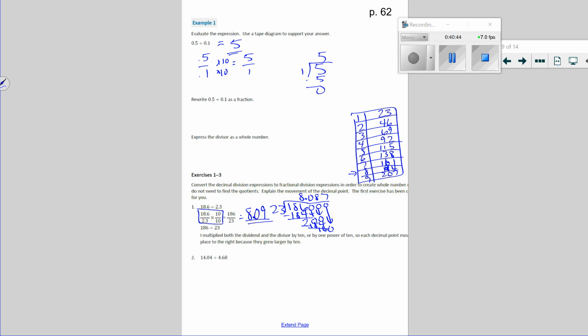Okay, number 2. We're not actually going to do this one because the numbers get too big. I'm not going to punish you guys that much, but we'll do this one. 1404 over 4 6/800. So what do I need to multiply by to get rid of the decimals? Is 10 going to get rid of the decimal? No. Will 100 get rid of the decimal? Yes.